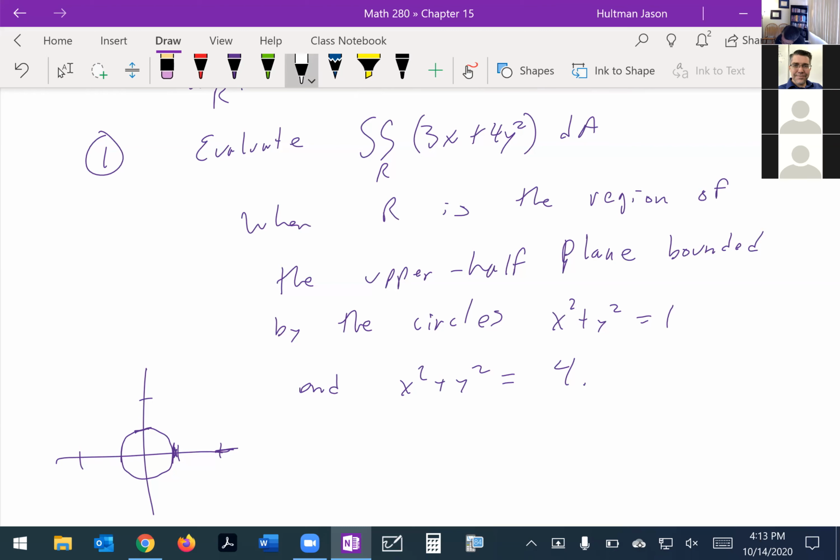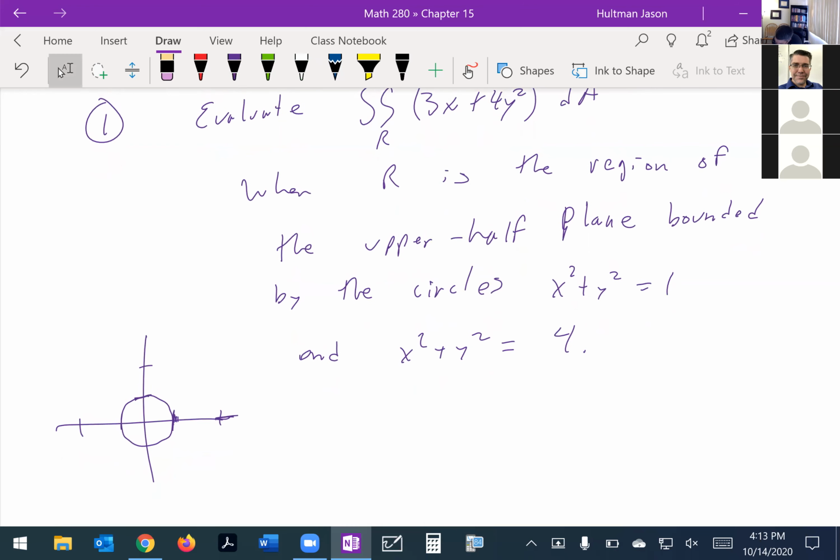Okay, unit circle. Okay, we've got the unit circle. And then what's this? This is a circle of radius 2, right? So we've got double the unit circle. I should have drawn my circles first and then put my marks. But whatever. It's all good.